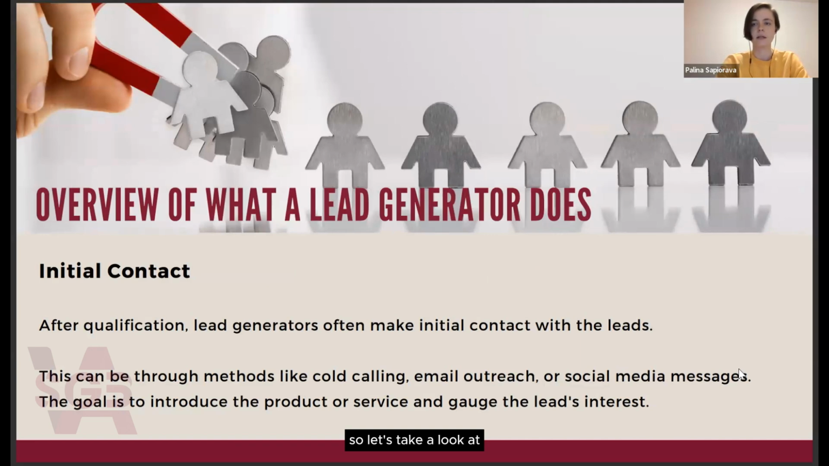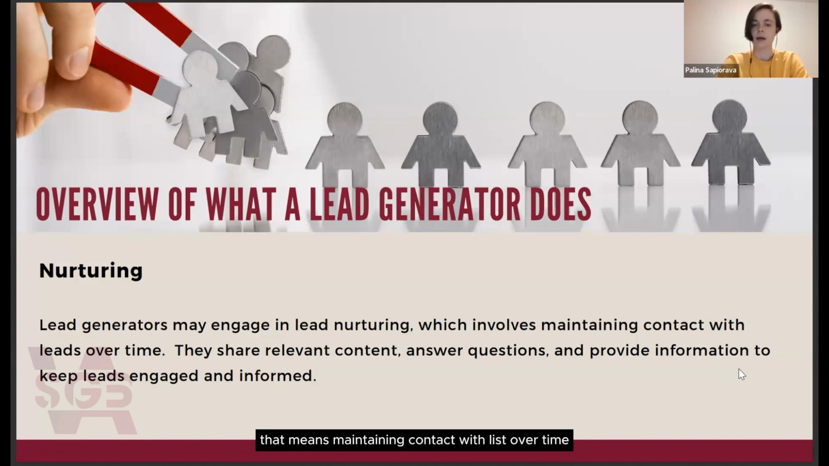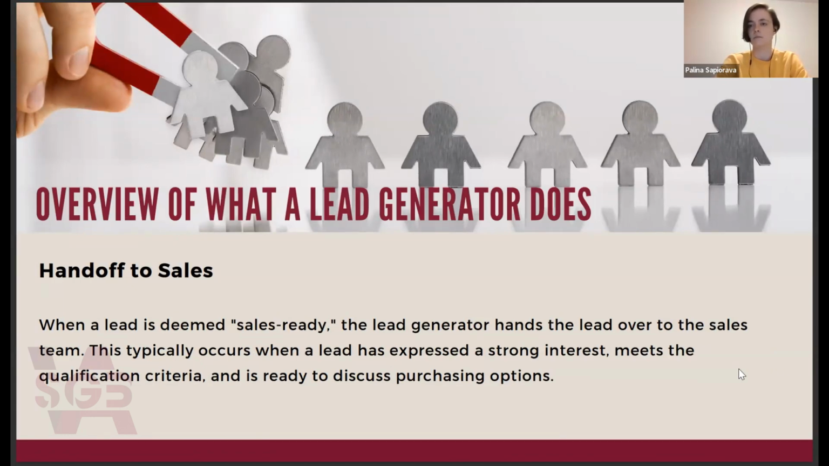engagement. So let's take a look at the overview of what a lead generator does. First of all, a lead generator initiates contact. After qualification, they make initial contact with the leads through various methods, as we have discussed, like cold calling, email outreach, LinkedIn outreach, and any other possible ways. Nurturing means maintaining contact with leads over time. For example, you can share some content with them, answer their questions, provide information. And when a lead is deemed sales ready, the lead generator hands the lead over to the sales team. This typically happens when a lead has expressed an interest in the product or service, meets all the criteria, and is ready to discuss purchasing options.